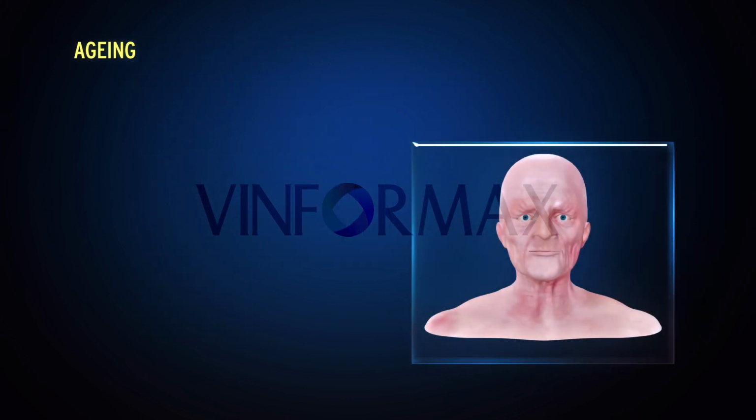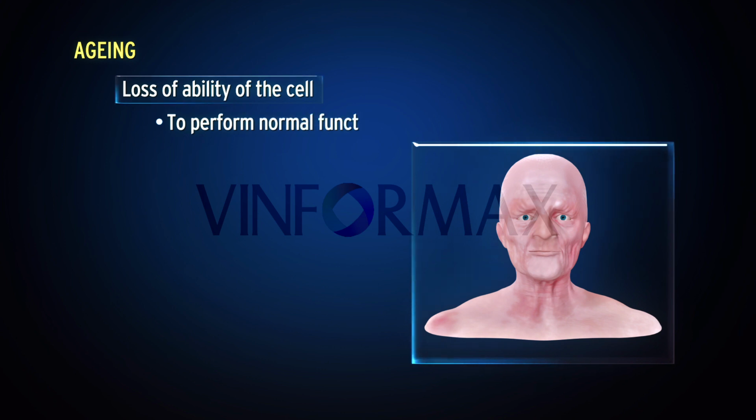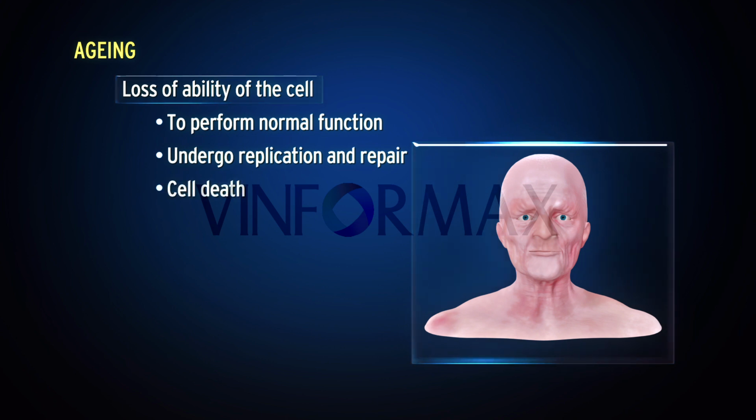Aging. Cellular aging due to senility ultimately leads to loss of ability of the cell to perform normal function, undergo replication and repair. This leads to cell death and ultimately resulting in the death of the individual.